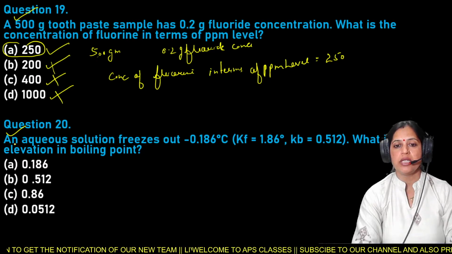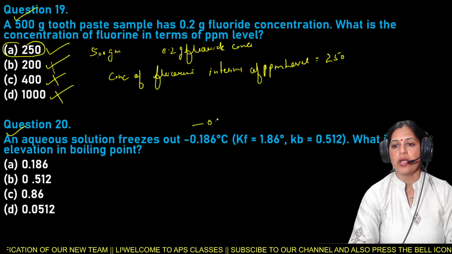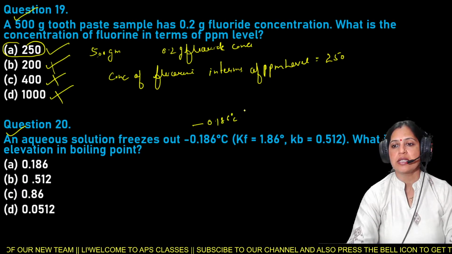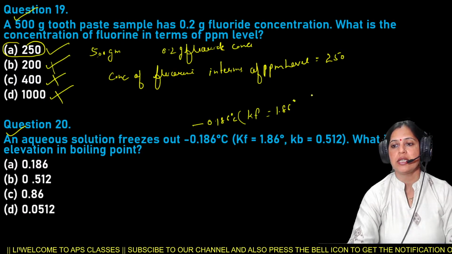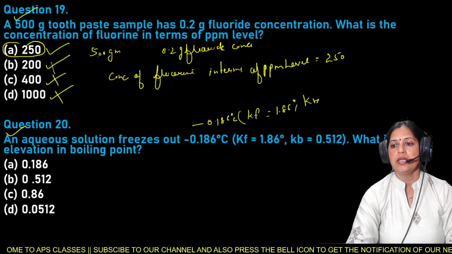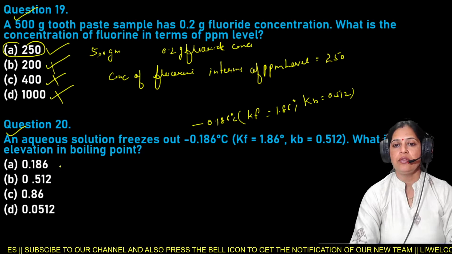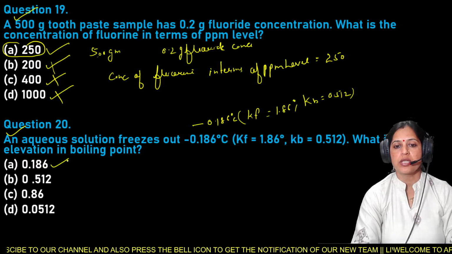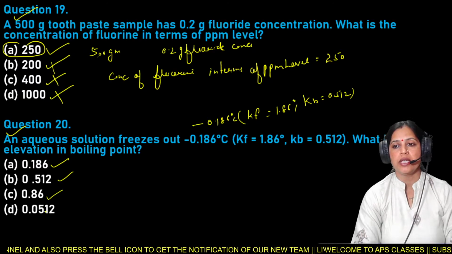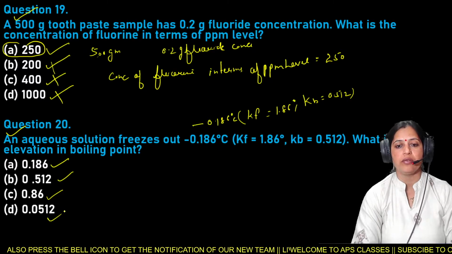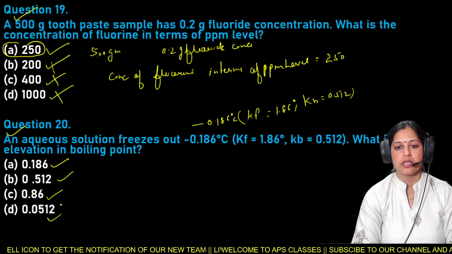Next is your question number 20. An aqueous solution freezes at minus 0.186 degrees Celsius, that is Kf is equal to 1.86 degree, Kb 0.512. So what is the elevation in boiling point? Options are 0.186, 0.512, 0.86, and 0.0512.